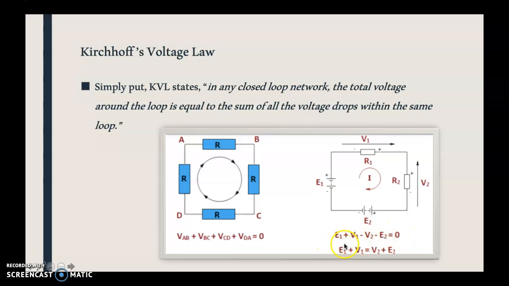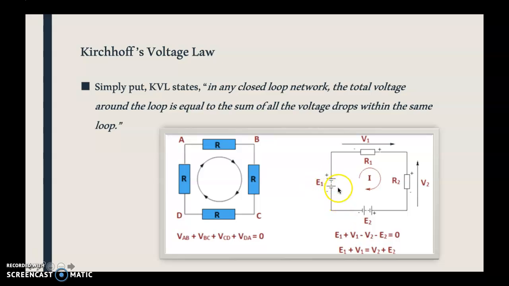However, if you see here, you can rewrite this equation to look like this. So you can actually rewrite it to have these two values positive and these two values negative. So it doesn't matter which way you determine if a voltage is positive or negative. You just have to be consistent.